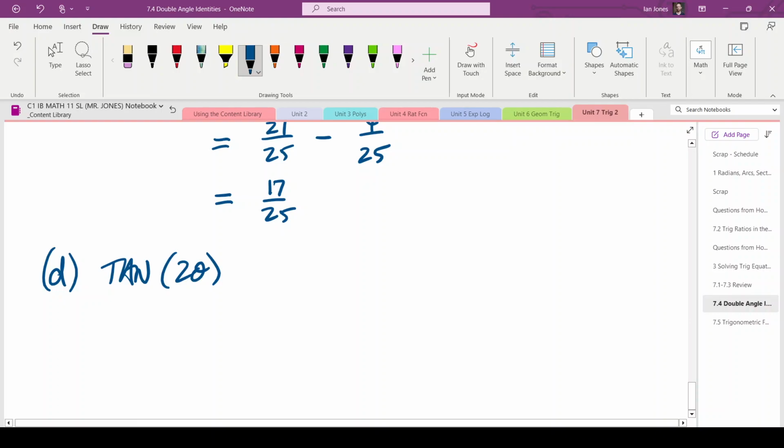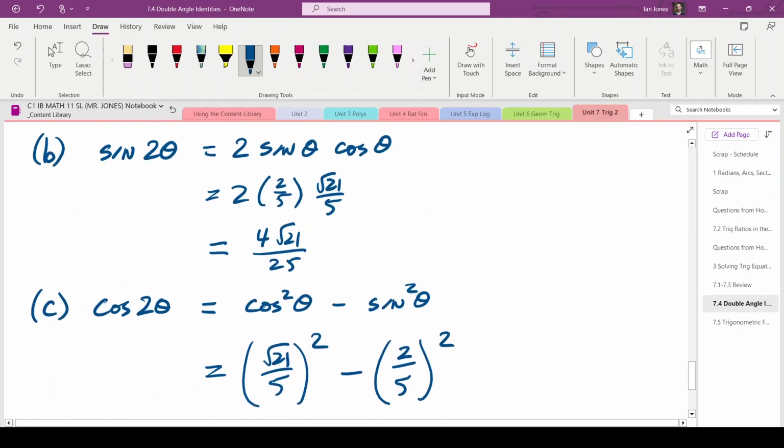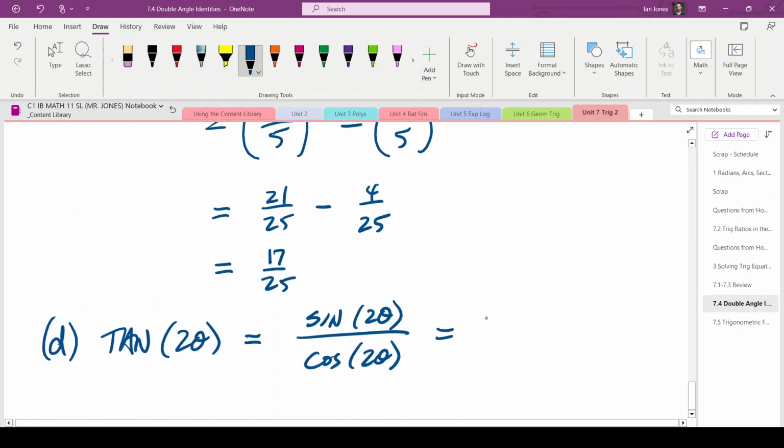Now I'm going to use another trig identity. We know that tangent is sine over cosine. So tangent of 2 theta is sine of 2 theta over cosine of 2 theta, which we just found. Sine 2 theta is 4 root 21 over 25, over cosine 2 theta, 17 over 25.